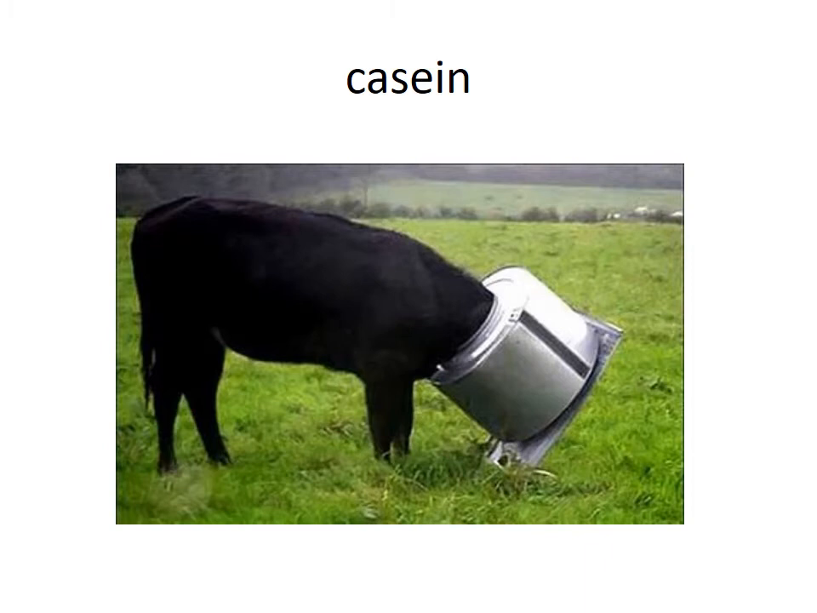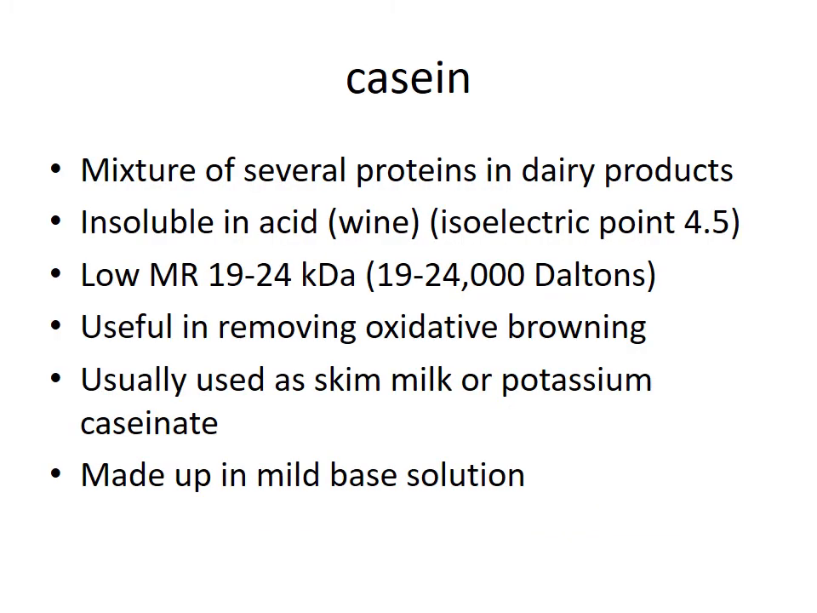So casein is basically skim milk. It's a mixture of several proteins and dairy products. It's insoluble in acid, which is wine, and it's got a pretty low molecular weight, and it's useful in removing oxidative browning. We're going to talk about that in red wine, but I'm going to tell you right now, the best way you can use casein in wine is for removing browning in whites.